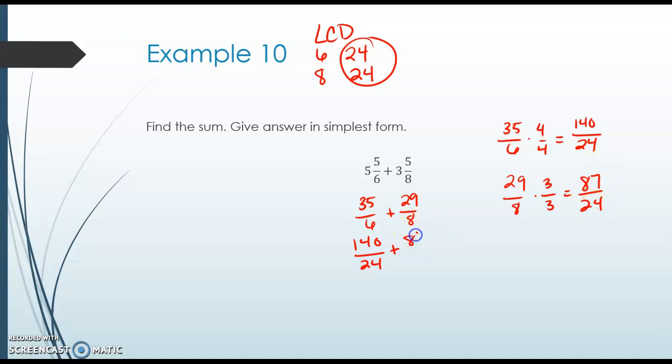That's our other one. And now that we are the same denominator, I am now going to take 140 plus 87, and I get 227 over 24.